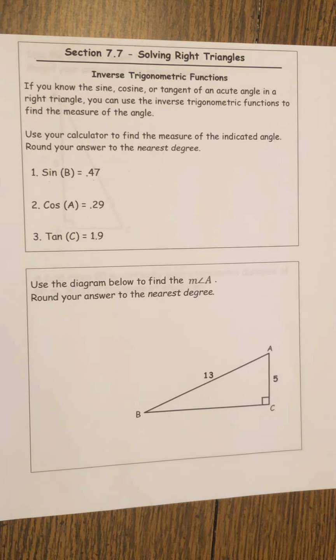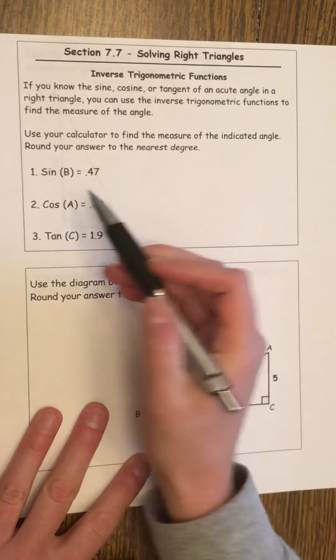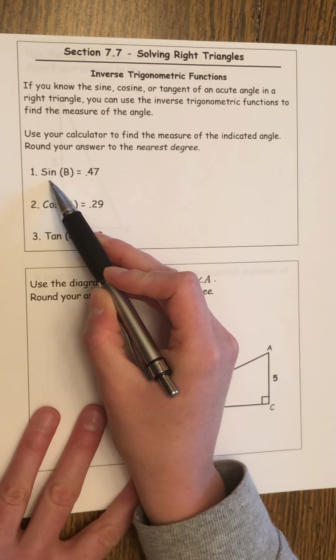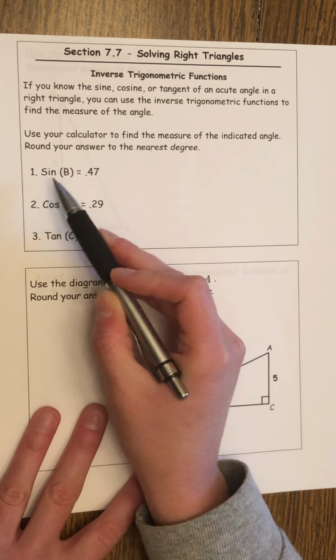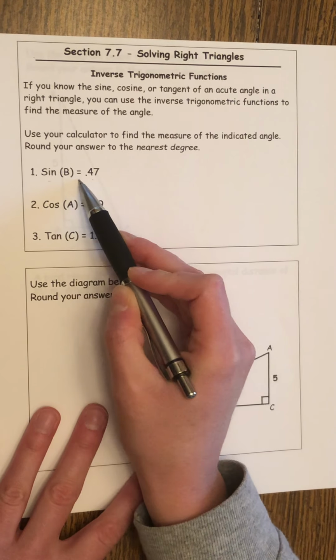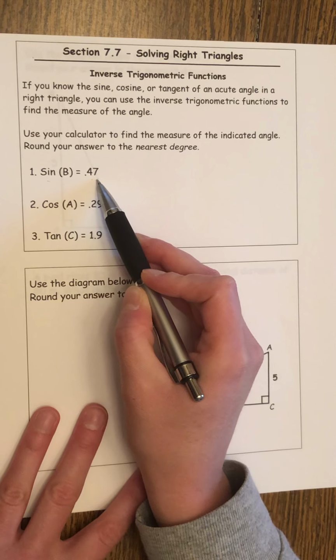So what we've been doing up through now is we've been finding sine, cosine, and tangent ratios, or we've been using those ratios to find missing side lengths. So what we're going to be focusing on today is finding missing angle measures. So for the first slide here, I've given us for number 1, the sine of angle B equals 0.47.